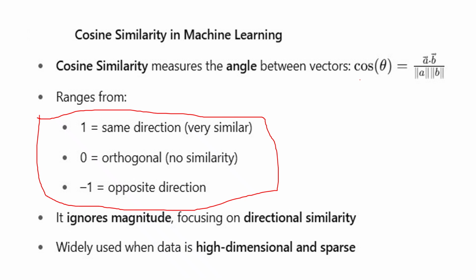In the case of the dot product, we can see that when they are similar, the dot product can be 10, it can be 20, it can be 30.